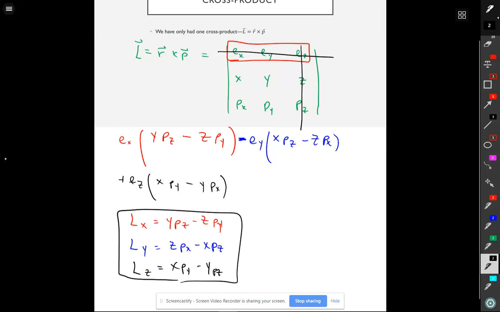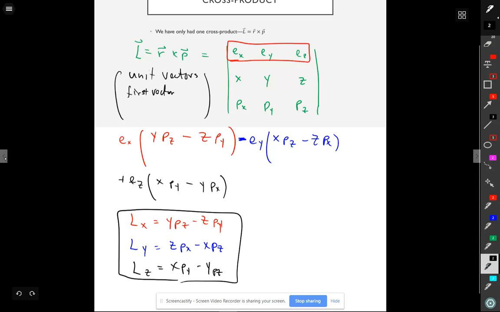How did you get that matrix from R across? This matrix right here. So the first row is the unit vectors on top, and then the first vector in the cross product in the second row, and then the second vector in the cross product in the third row.